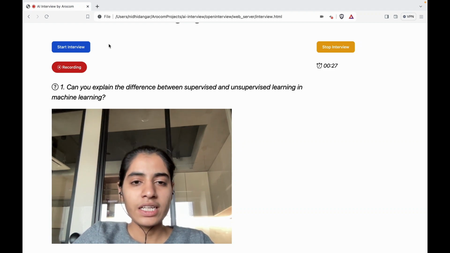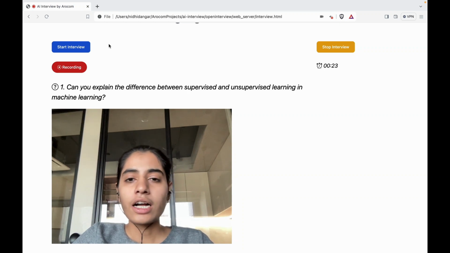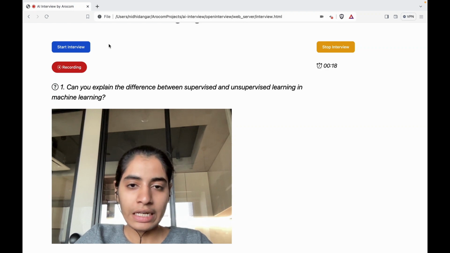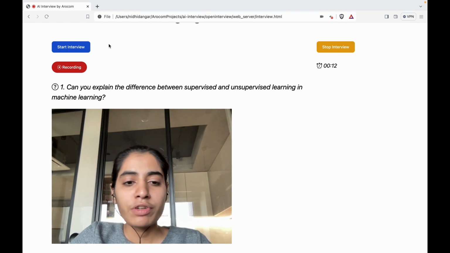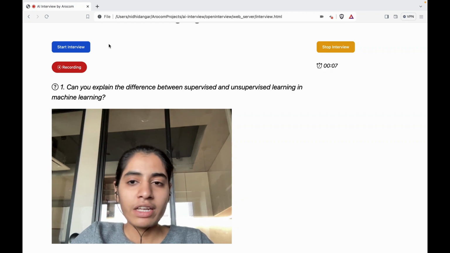Supervised learning is basically where we are performing a machine learning task with labeled data. In unsupervised learning, we don't have any labeled data. In supervised learning, we are basically trying to map our input to the outputs. In unsupervised learning, we don't have any prior knowledge about the output data. We don't have any further guidance.